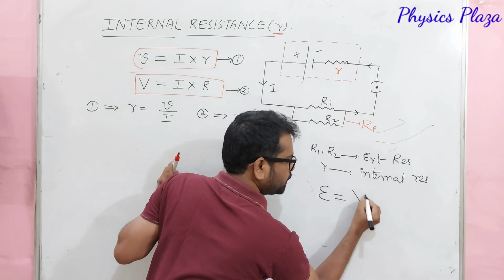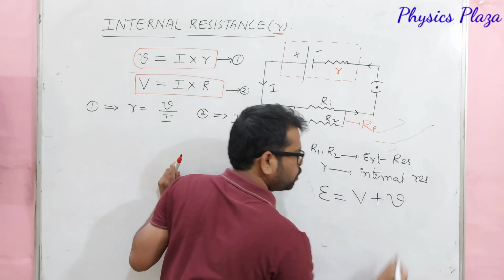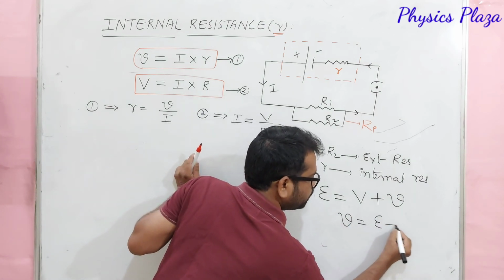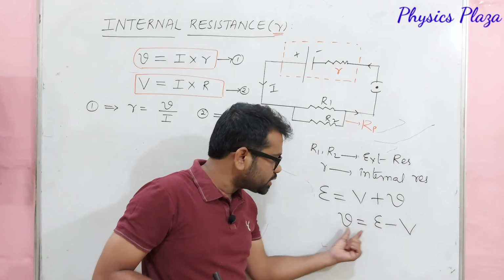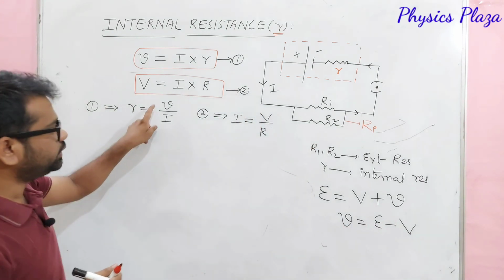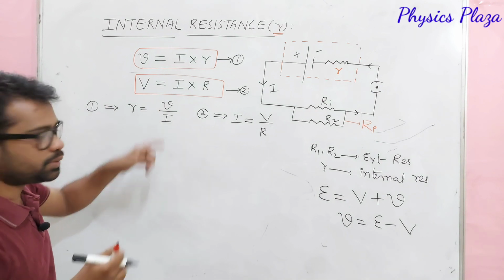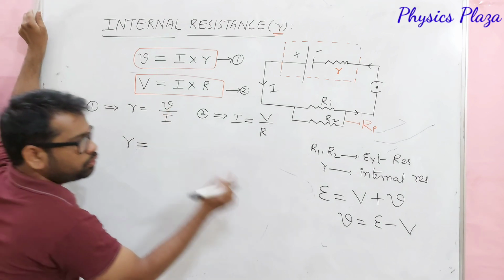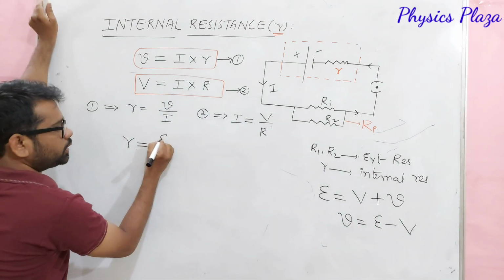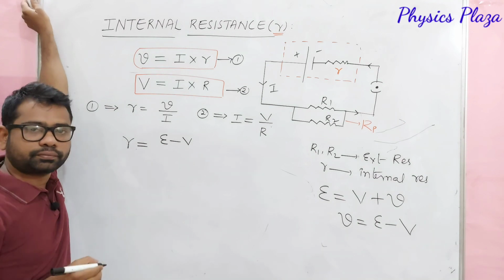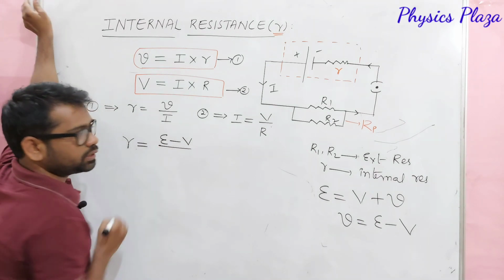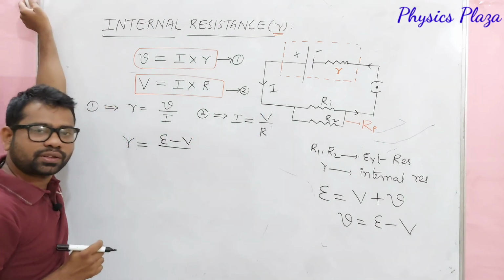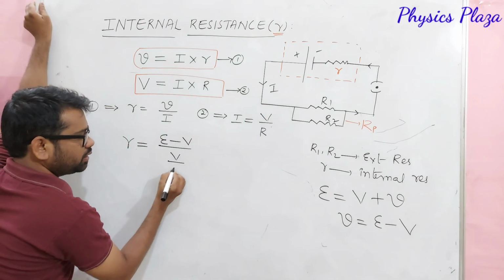EMF is equal to terminal voltage plus potential drop. So from this, potential drop is equal to EMF minus V. Let us substitute here. So we will get small r is equal to small v, whose value we take from here, that is epsilon minus V, divided by I, and I is equal to V by R. We can write I is equal to V by R.